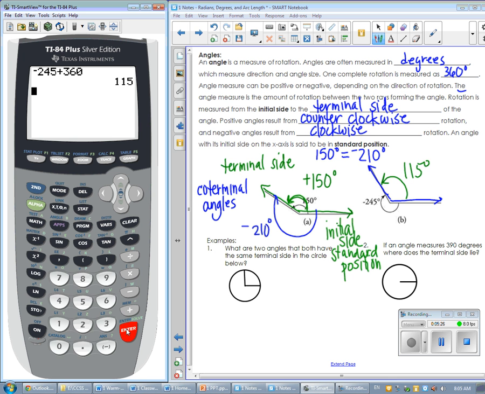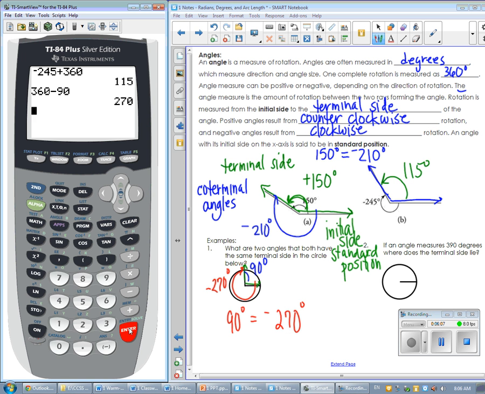And so we're given two examples. In example 1, it says, what are the two angles that both have the same terminal side in the circle below? So this is our initial side, and that's going to be in standard position. This is our terminal side. So the angle on the inside here is going to be a positive 90 degrees. If I want to find the other one, I'm just going to take 360 minus 90, and that's going to leave me with 270, and because I'd be going in the clockwise direction, that would be a negative 270 degrees. So it turns out a 90-degree angle is equivalent to a negative 270-degree angle.